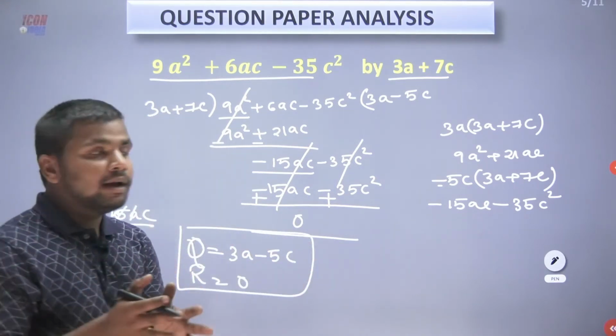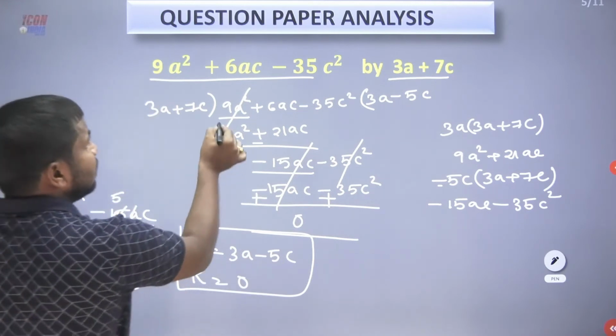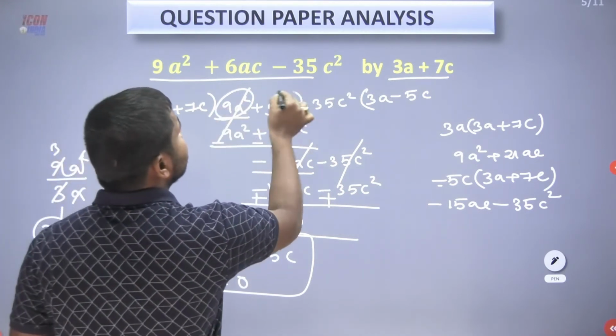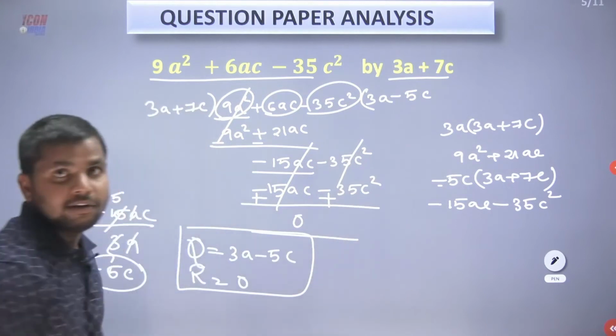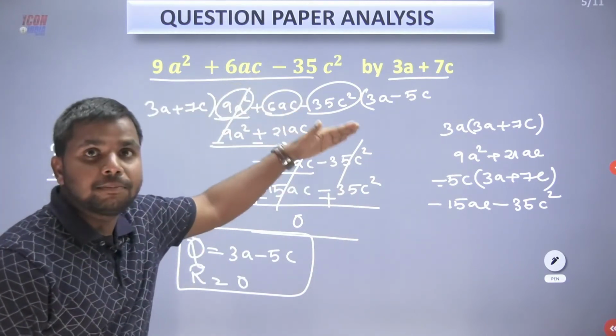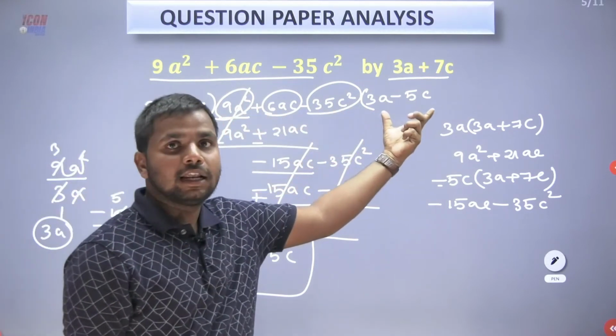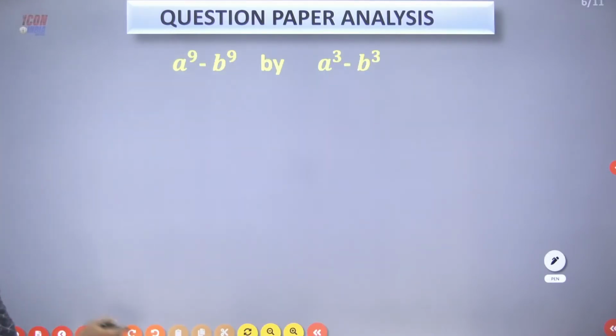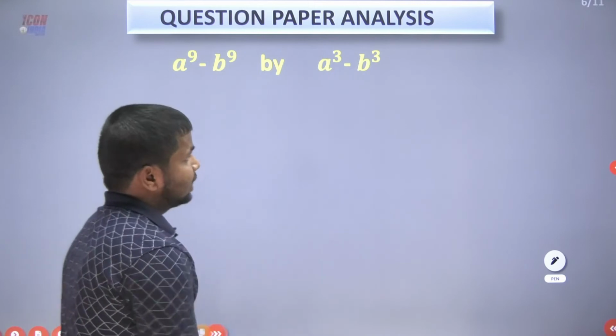Whenever we are dividing, we have to be very clear that we need to eliminate each and every term mentioned in the dividend. When you eliminate step by step, ultimately you will get the quotient value. That will be our final answer. So coming to the next question.